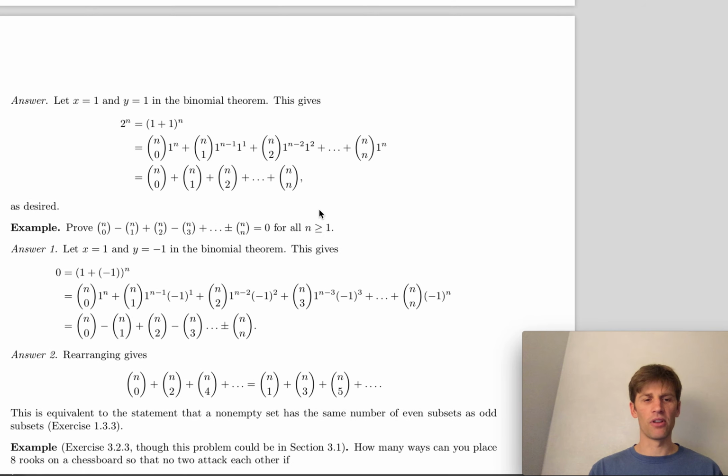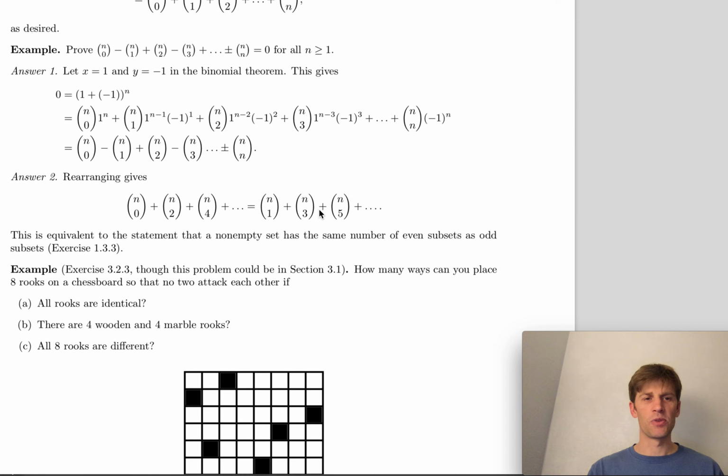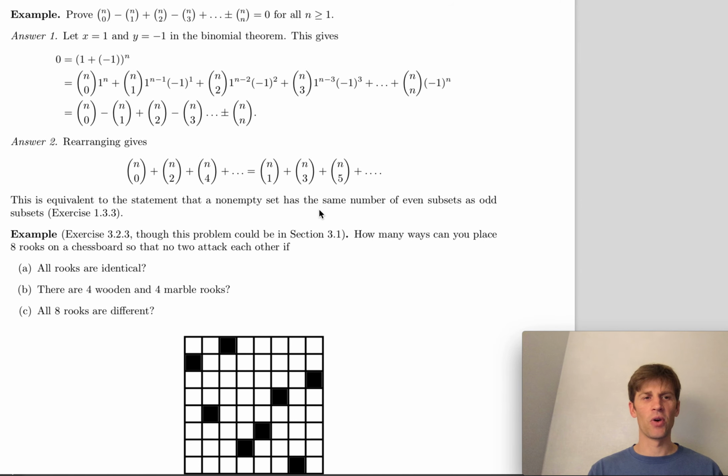Another example along these lines is we're supposed to prove that n choose 0 minus n choose 1 plus n choose 2 minus n choose 3 plus dot dot dot, the sign keeps alternating until we get to n choose n, is equal to 0.